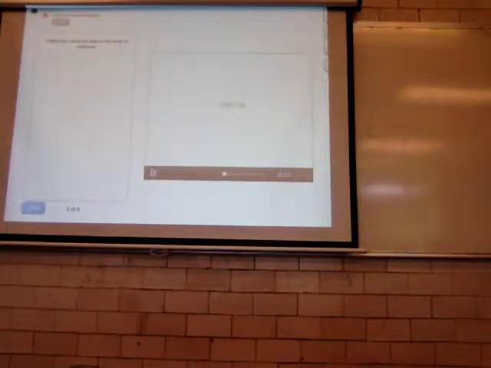A quick recap. Lines can be written in the form y equals mx plus b. M is the slope of the line, and b is the line's y-intercept, or the y-coordinate where the line crosses the y-axis. Next up, you can make any line you want and convince yourself that m is the slope and b is the y-intercept.